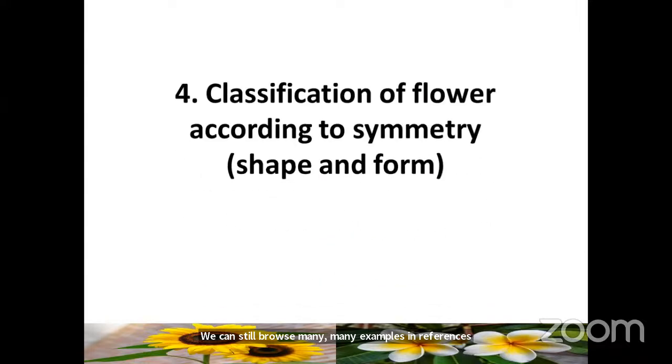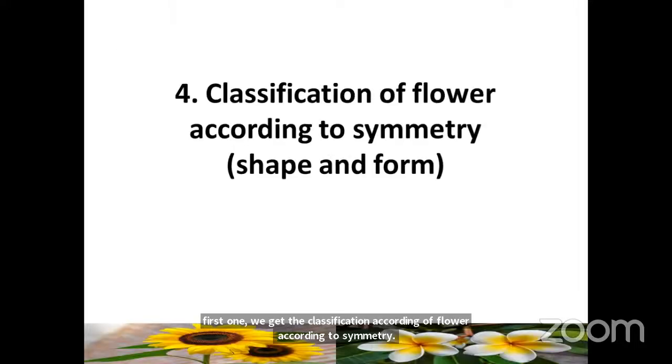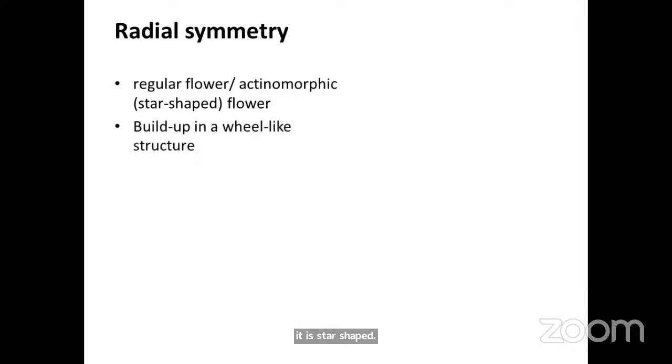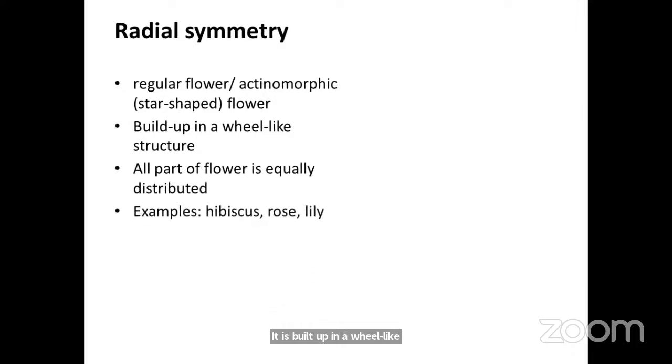Okay. The first one is the classification of flowers according to symmetry. When we say symmetry, this talks about the shape and form. So a flower is said to have radial symmetry if it is star-shaped, or the flower is regular. It is built up in a wheel-like structure, and the parts of the flower are equally distributed.